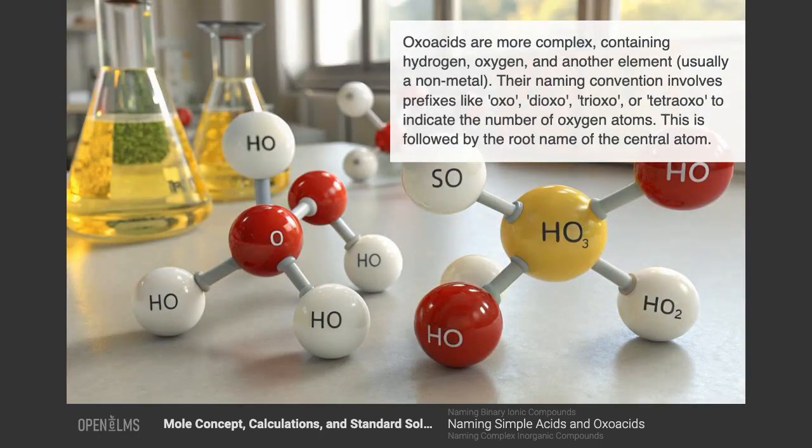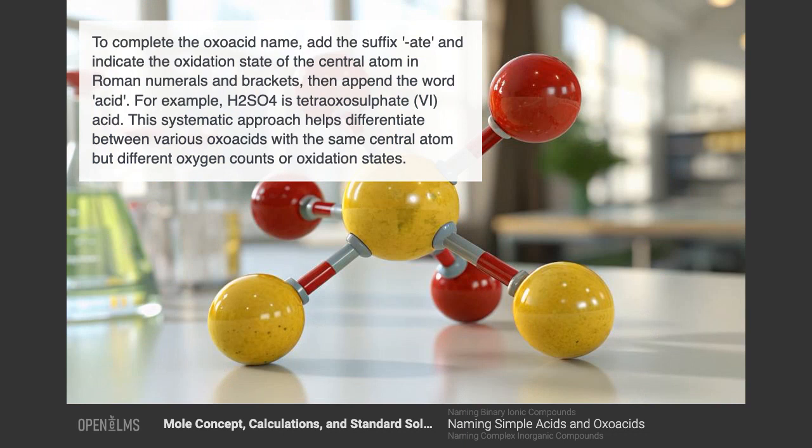Oxoacids are more complex, containing hydrogen, oxygen, and another element, usually a non-metal. Their naming convention involves prefixes like oxo, dioxo, trioxo, or tetraoxo to indicate the number of oxygen atoms. This is followed by the root name of the central atom. To complete the oxoacid name, add the suffix -ate and indicate the oxidation state of the central atom in Roman numerals and brackets, then append the word acid. For example, H2SO4 is tetraoxosulfate(VI) acid. This systematic approach helps differentiate between various oxoacids with the same central atom but different oxygen counts or oxidation states.